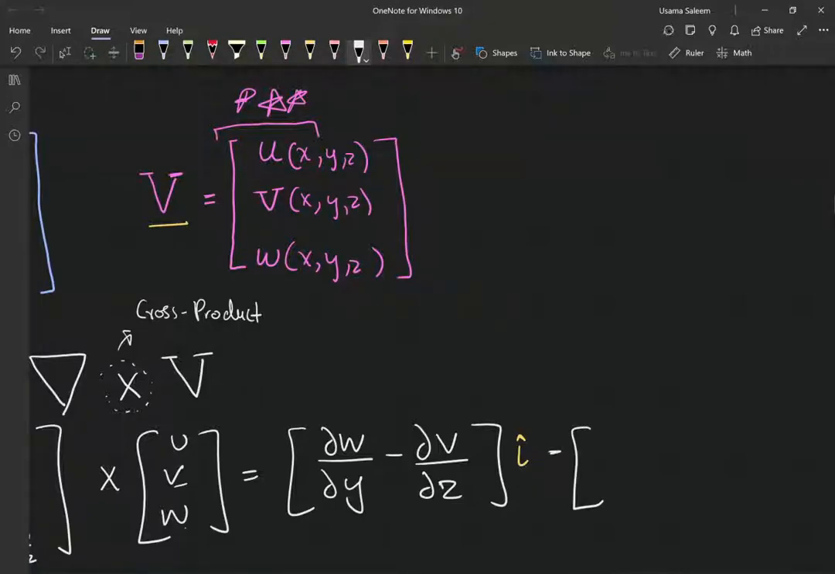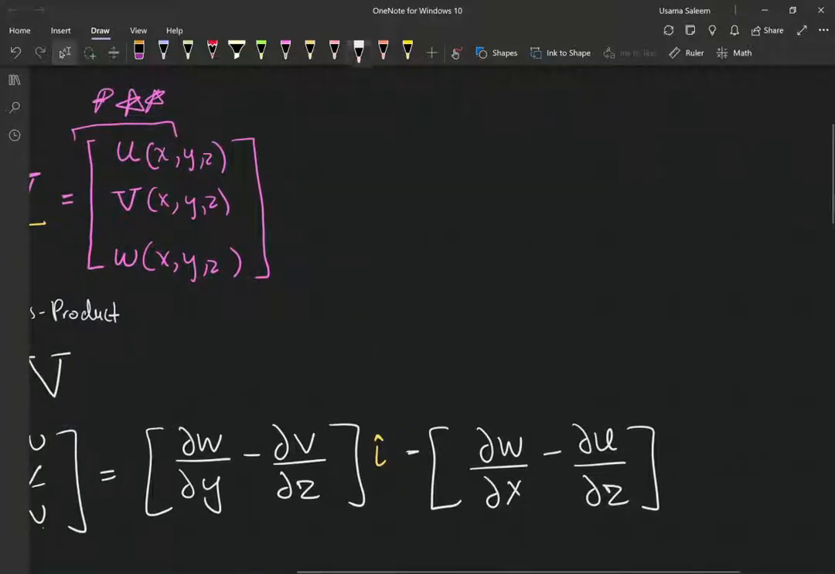And what's up next? What else do I have? Dow w dow x minus... so yeah, you guys can fast forward this. Sorry about that, this is just going to take me a little longer than I expected. All right, that's the j hat term.